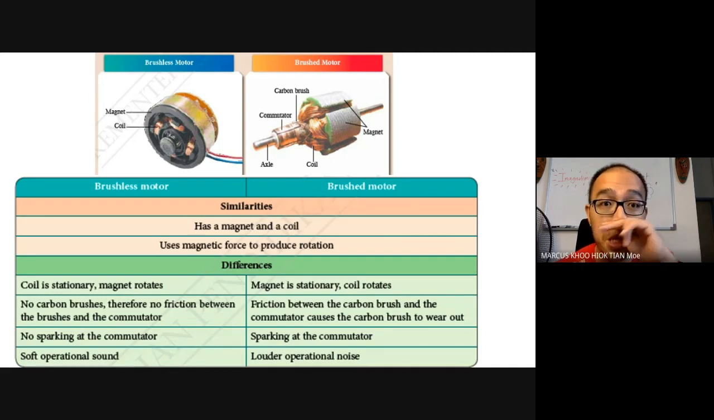Simply because it reduces the friction. Whenever the brush touches the commutator, it will rub. Friction, resistance, always affects the movement.